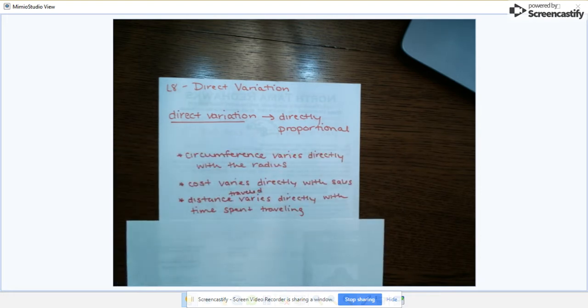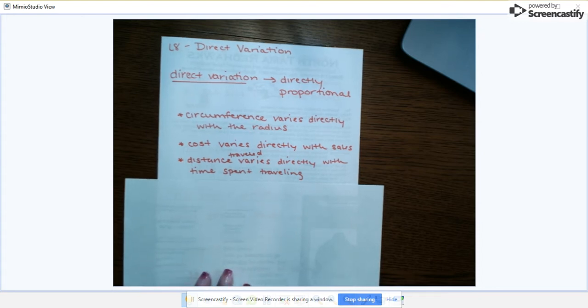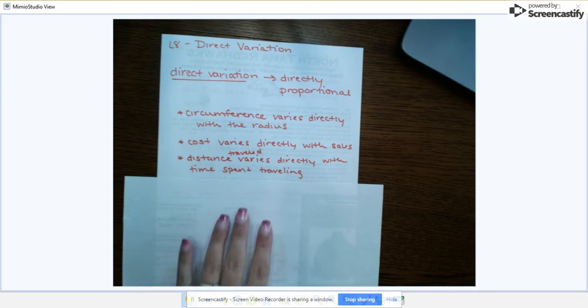Our circumference is going to vary directly with the radius, meaning our circumference will change if our radius changes. The cost is going to vary directly with sales. So a higher cost means your sales will decrease, okay? And then the last one, your distance traveled is going to vary directly with the time spent traveling. So the further you drive means the longer you've been driving. Okay, so that distance varies directly with your time.